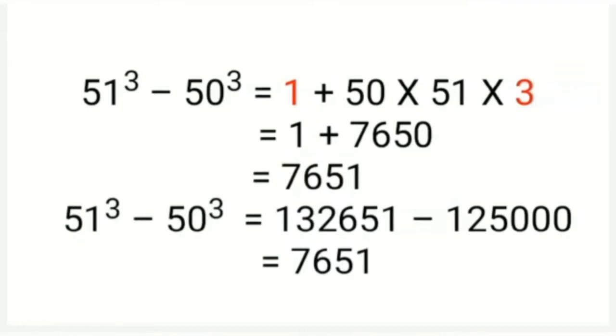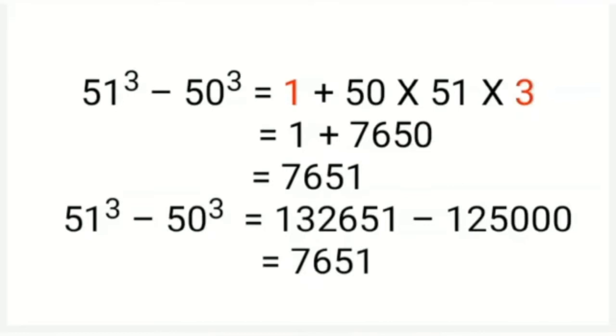Let's see one more example, students, to make our pattern more clear for us, right? See students, 51 cube minus 50 cube is equal to 1 plus 50 into 51 into 3. 1 and 3 are my constant. So 1 plus 50 into 51 into 3, I will get 7650. So 1 plus 7650 will give me the answer 7651. I got the answer.